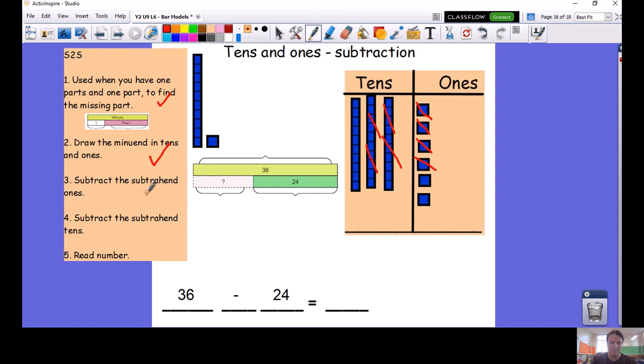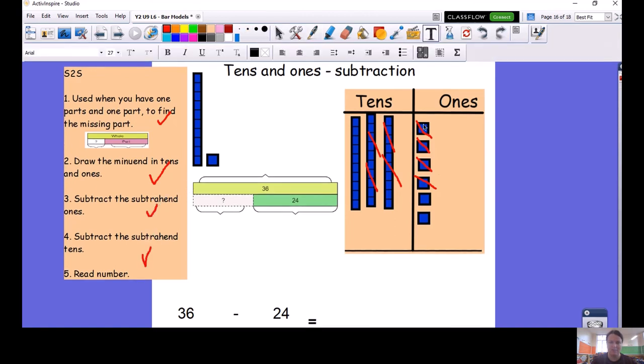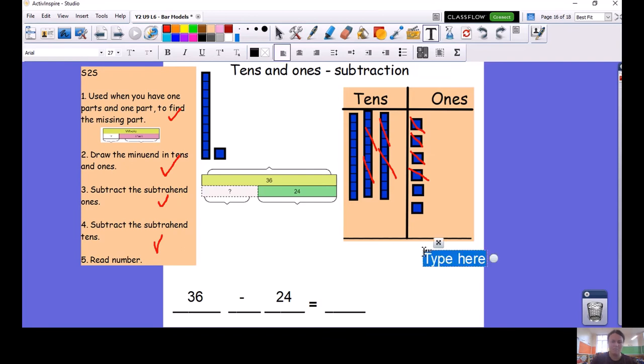1, 2. And lastly, I need to read the number and write it down. So I've got 2 ones and 1 ten. And 1 ten and 2 ones is the same as 12.